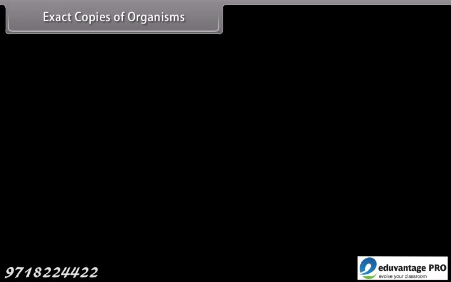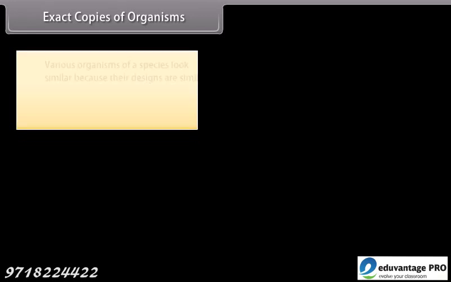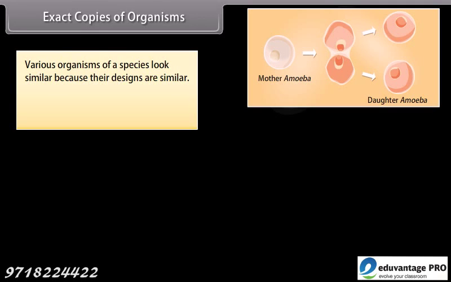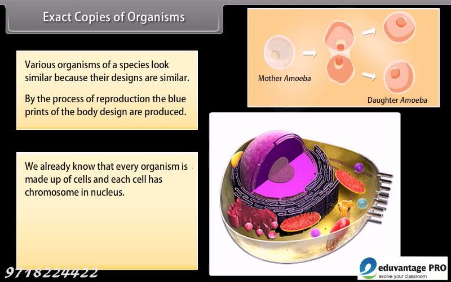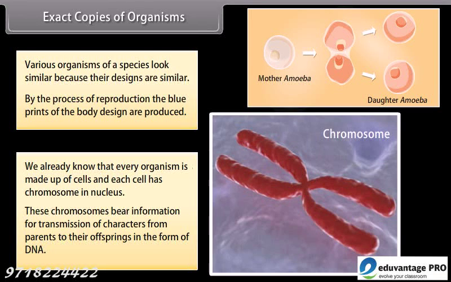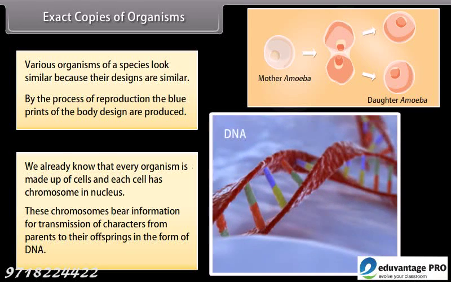exact copies of organisms. Various organisms of a species look similar because their designs are similar. By the process of reproduction, the blueprints of the body design are produced. We already know that every organism is made up of cells, and each cell has chromosome in nucleus. These chromosomes bear information for transmission of characters from parents to their offsprings in the form of DNA.